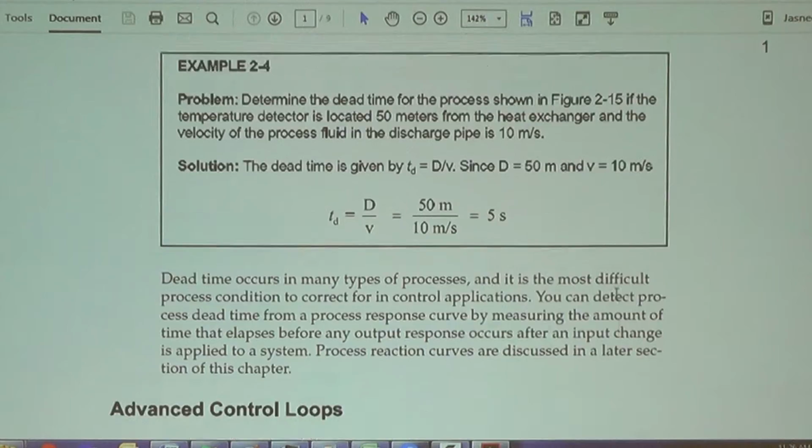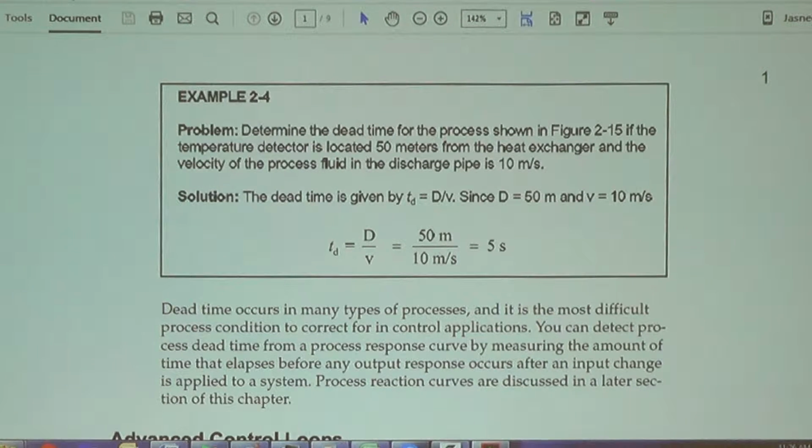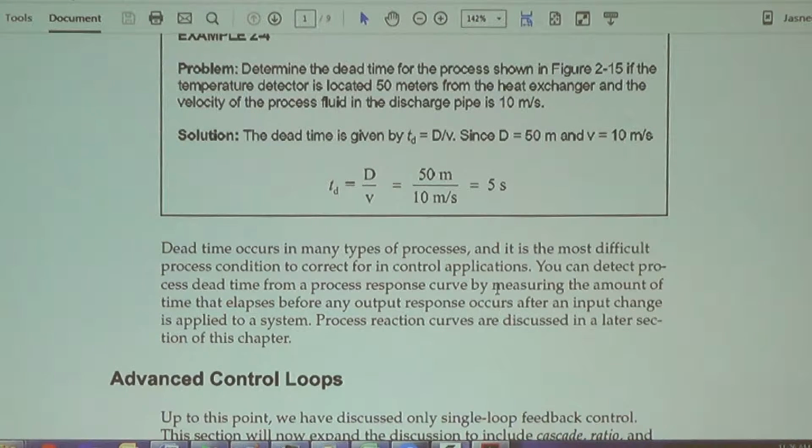Dead time. I think I remember a question on this. Dead time occurs in many types of processes and it is the most difficult process to control. Process dead time from a process response curve: it is the amount of time that elapses before any output response occurs after an input change is applied to the system. This is called dead time.